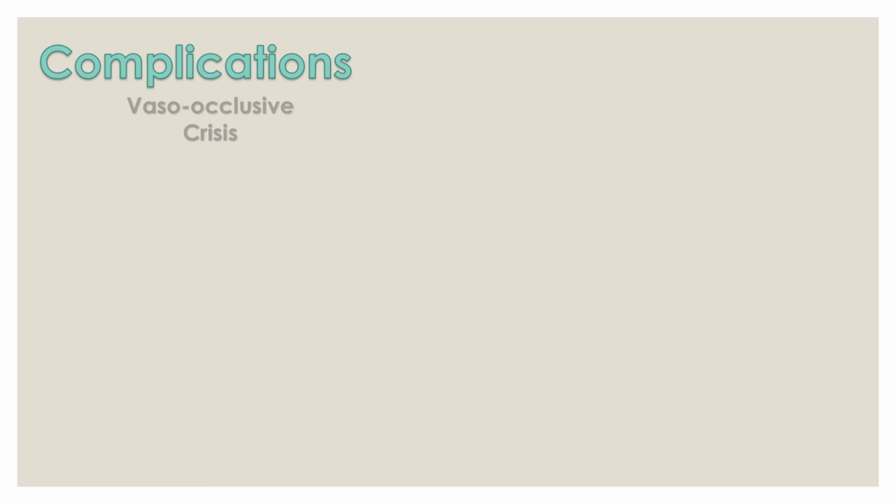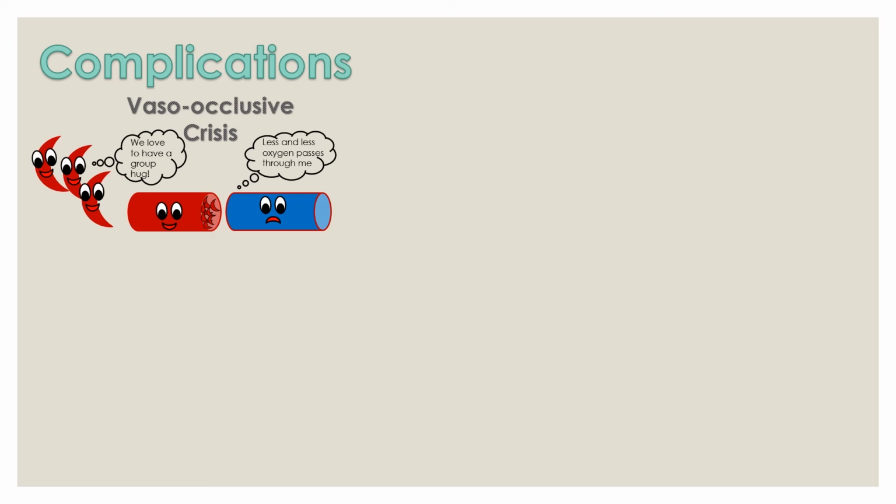Sickle cell disease brings many other health complications such as vaso-occlusive crisis, acute chest syndrome, pulmonary hypertension, priapism, and central nervous system diseases such as stroke and silent cerebral infarcts. Vaso-occlusive crisis is the hallmark of sickle cell disease.